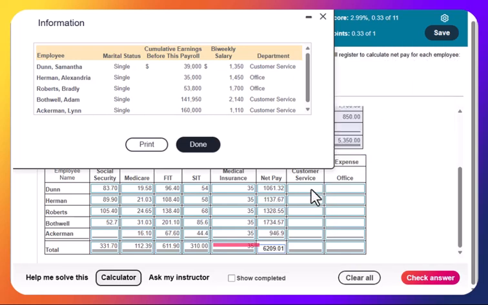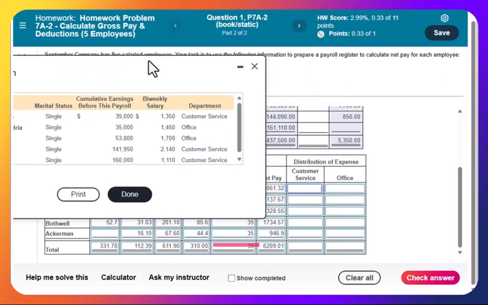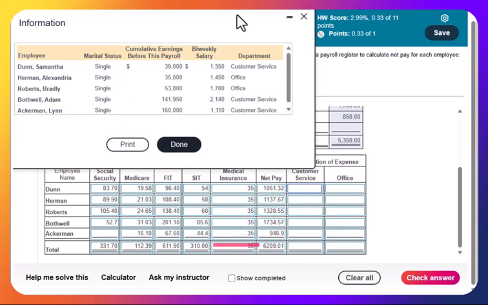No more calculating. Yay! We'll move on to our portion here. If we could scoot this out of the way, it says distribution of expense. So we have to figure out who's in what department. So let us start then with Dunn. Samantha Dunn, she's in customer service. So all $13.50 of her wages will go there. And then for the office workers, we'll do the same. So Herman is office. Roberts is also office. So his is $1,700.